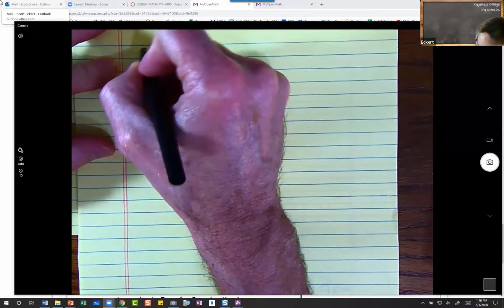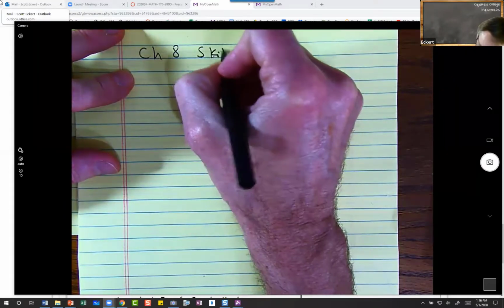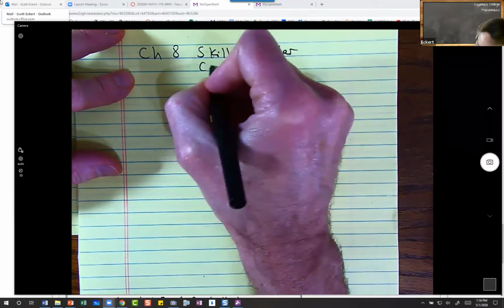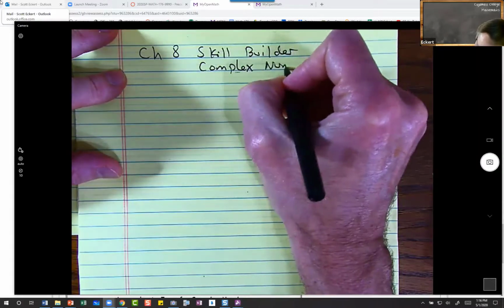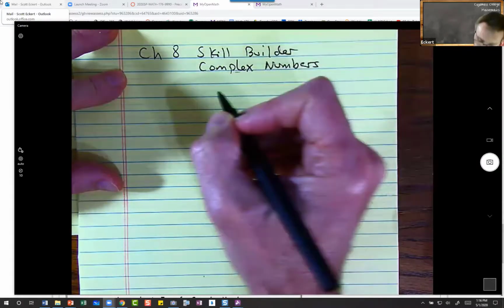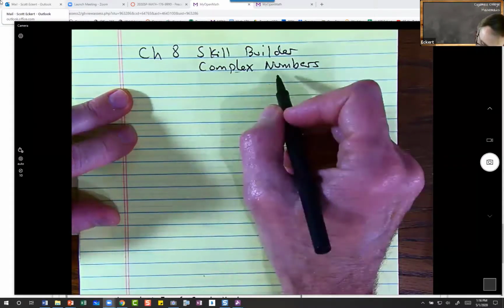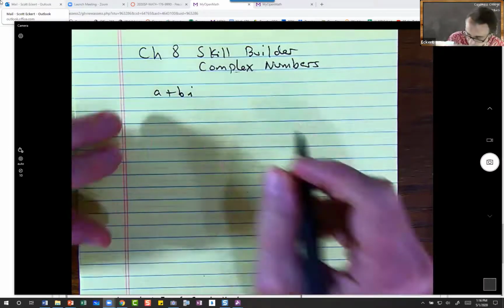All right, so let's see, chapter 8, skill builder. Still on complex numbers. And this time we're going to go to the next level. We're going to go to the formal complex numbers, a plus bi.